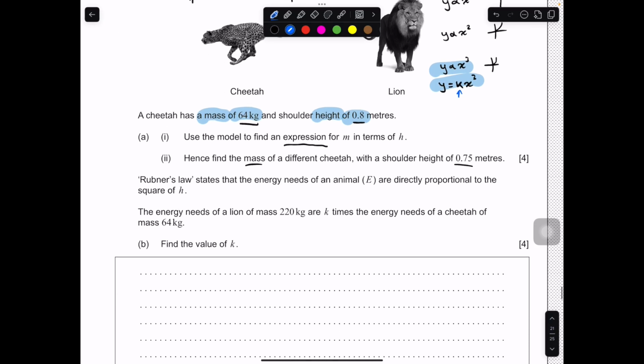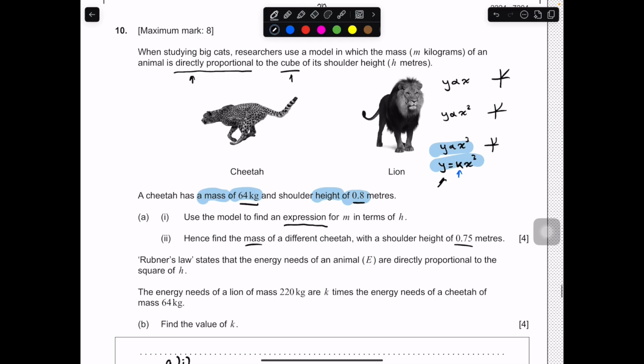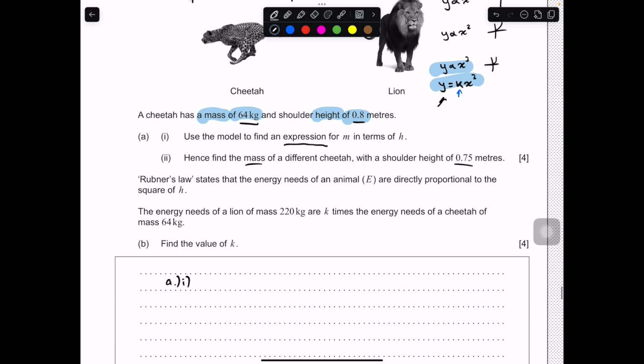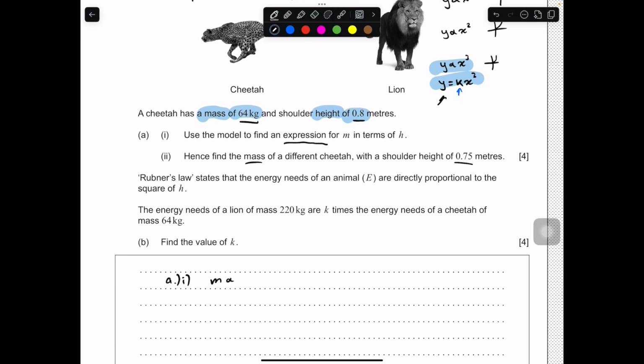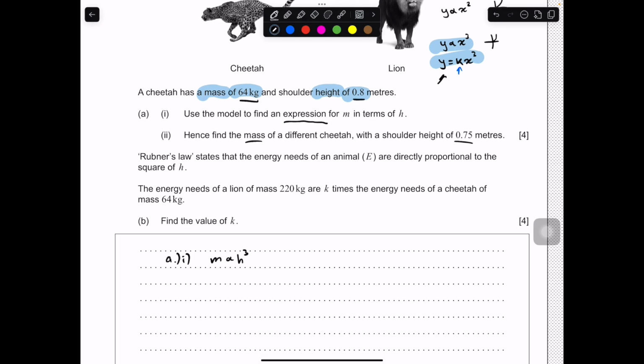So let's go here and start off with a1. We're dealing with this relationship: y is directly proportional to the cube of x. In the context of this question, we're saying that mass is directly proportional to the cube of height. Not just happy to say that there's a relation, we want to say, what is that proportionality constant which links these two things together? So what is the k value in this case? We know the mass, we know the cheetah.